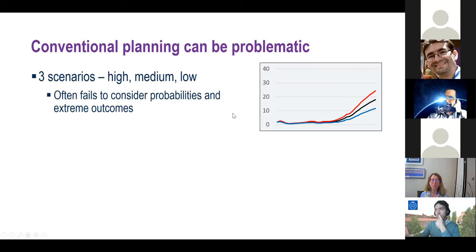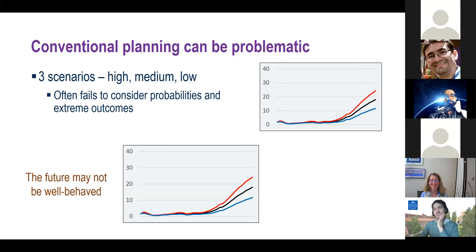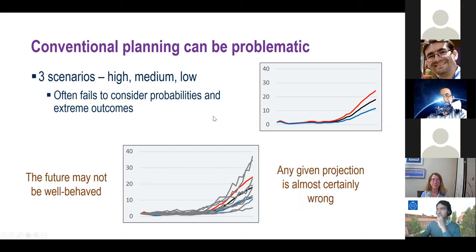So conventional planning can be problematic. Often even one scenario is explored, or maybe three scenarios, a low, medium, and high, for example. But it fails to consider the possibilities of the future. And in fact, as we've lived through this last year, we know the future is not predictable or well-behaved. So the point of doing robust decision support is to explore the future that we cannot predict. It could be much higher than we're expecting or much lower than we're expecting. So it's really trying to recognize that we can't predict the future. What do we do with that uncertainty? How do we find robust or resilient policies and infrastructure in the face of such deep uncertainty? Next slide.